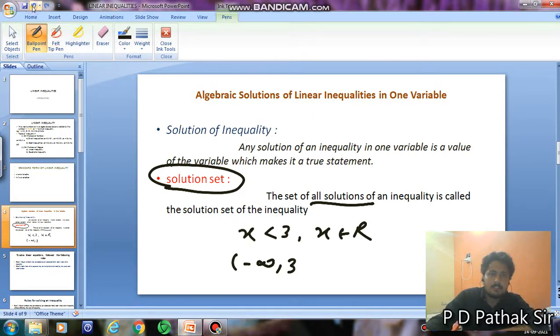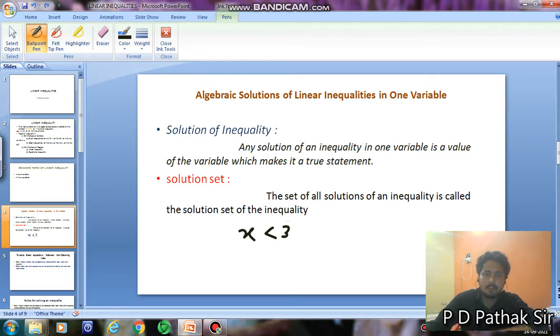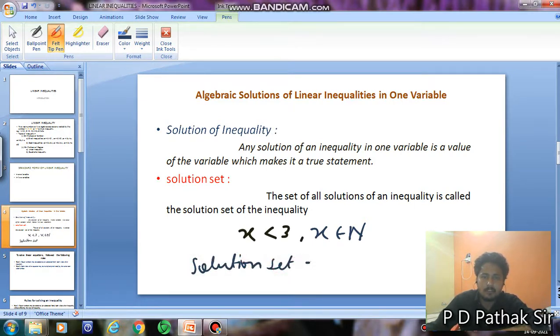If you change the condition for x, suppose x belongs to N, what is the solution set for this inequality x less than 3? Your answer can be 1 or 2. Can we take 3? No, because this is the strict inequality which we have studied in the first video. So the answer is 1, 2 only. This is the solution set when x belongs to N.